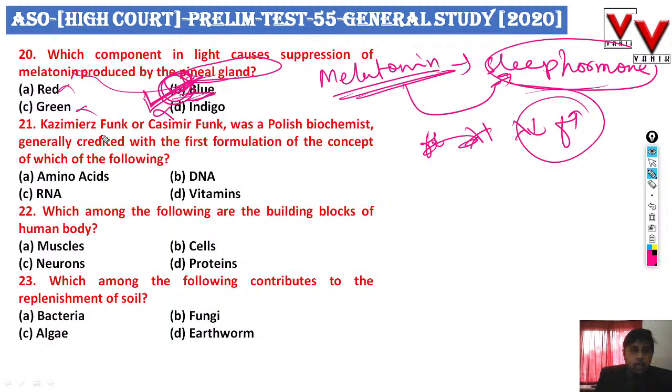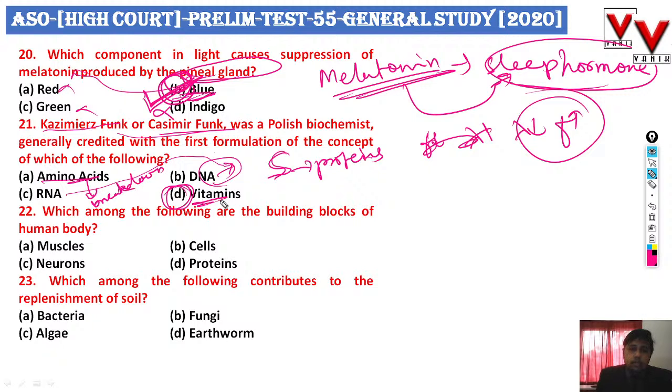Question number 21: Casimir Funk was a Polish biochemist generally credited with the first formulation of the concept of which of the following. The Funk brothers formulated the vitamins part. We have amino acids; DNA, deoxyribonucleic acid, and RNA, ribonucleic acid, are double stranded helices. They are nothing but proteins. Amino acids are needed for the breakdown purposes. We have vitamins over here. So Funk brothers formulated vitamin. The answer to this question is option D.